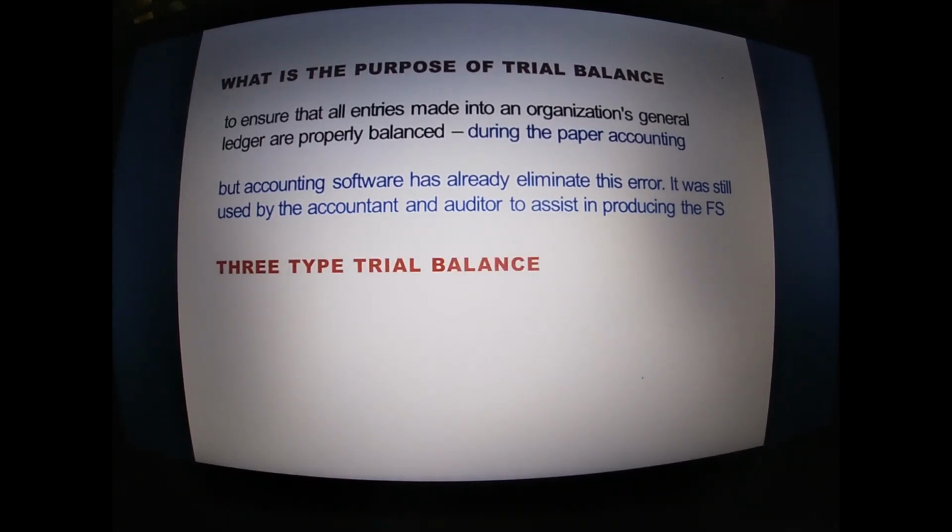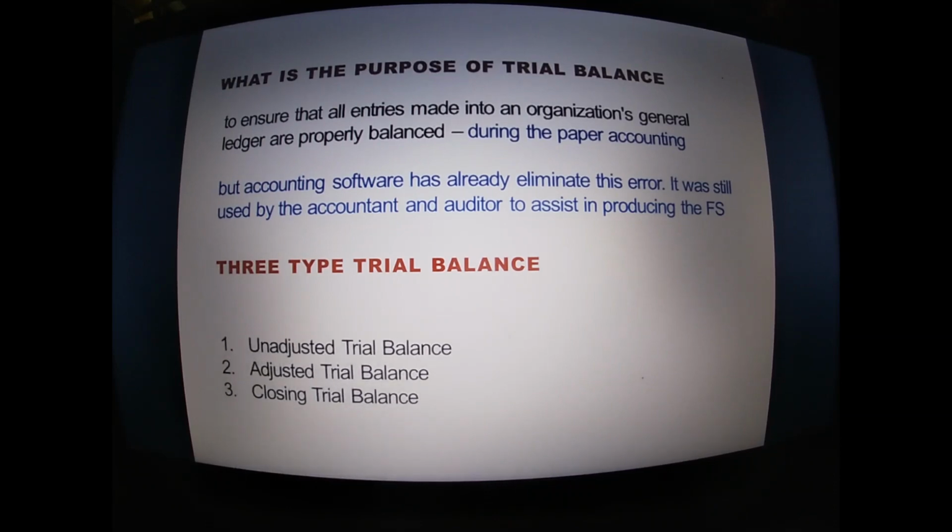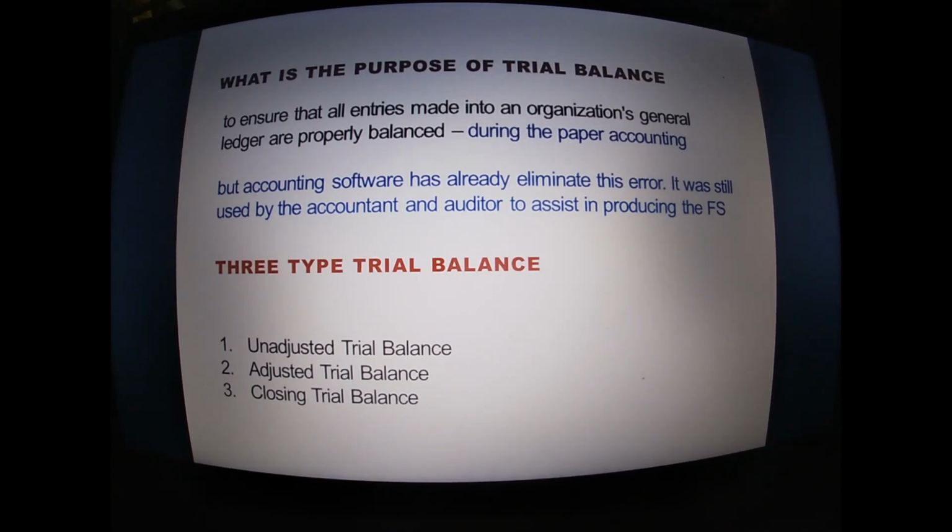So what are the three types of trial balance? We have the unadjusted trial balance, the adjusted trial balance, and the closing trial balance. Our unadjusted trial balance, in some books, is also called the working trial balance. This is a listing of general ledger account balances at the end of the reporting period prior to any adjusting entries being made. So these are usually not considered the final balances in a certain period. Okay?